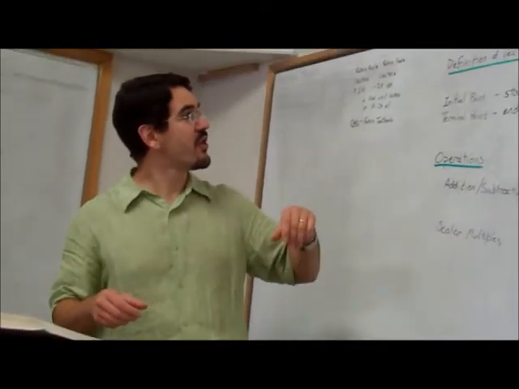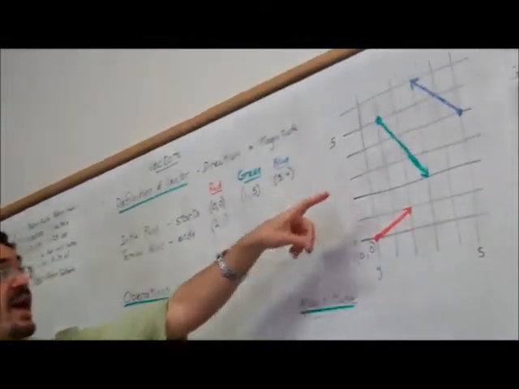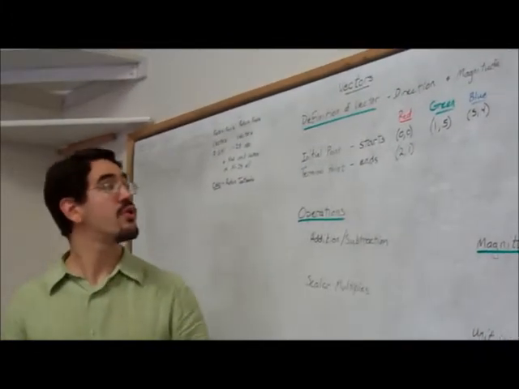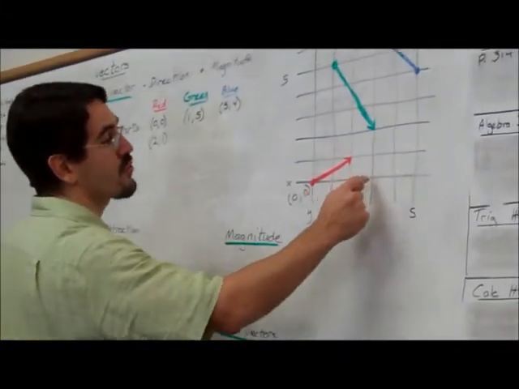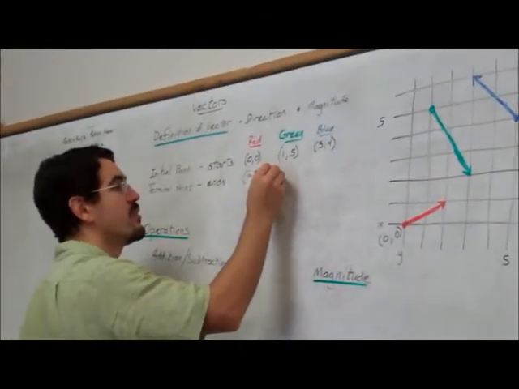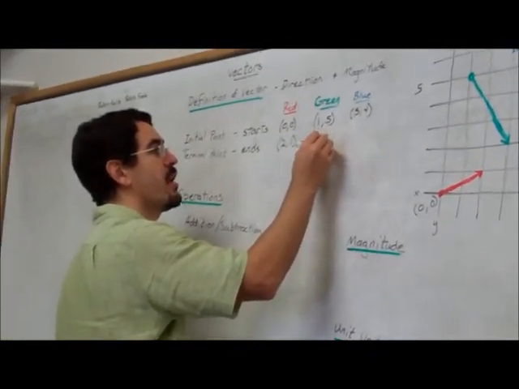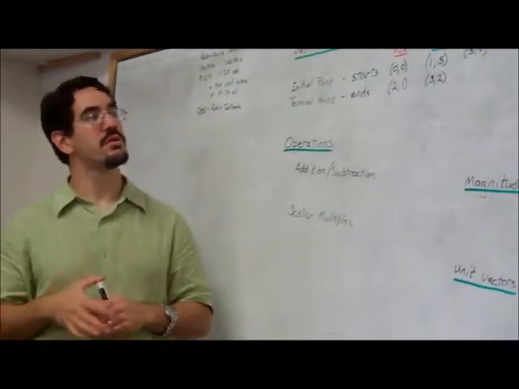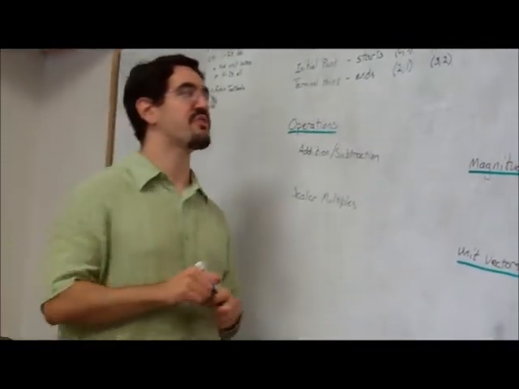All right. So then where does our green vector end? Where's its terminal point? 3, 2. Over 3, up 2. And Tim, how about the blue one? 3, 6.